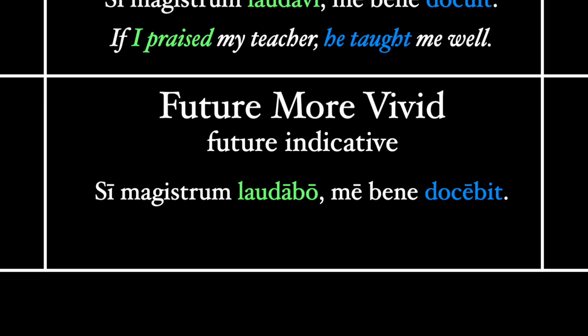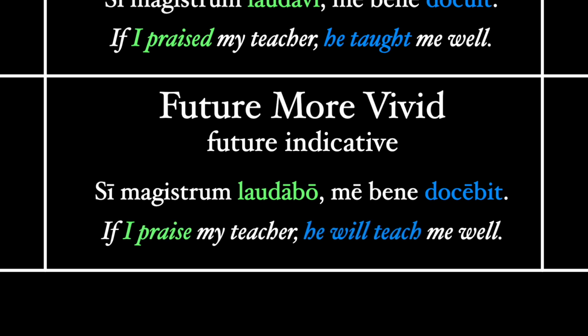But here's where we get into a little bit of difficulty. English doesn't translate this like you would expect. And properly, we would say, if I praise my teacher, he will teach me well. So notice that the condition, the protasis, translates the verb into English like a present tense verb, while the conclusion, the apodosis, uses the future tense. But don't let English get in the way of understanding the Latin. This is a future action, and both clauses have future tense verbs.